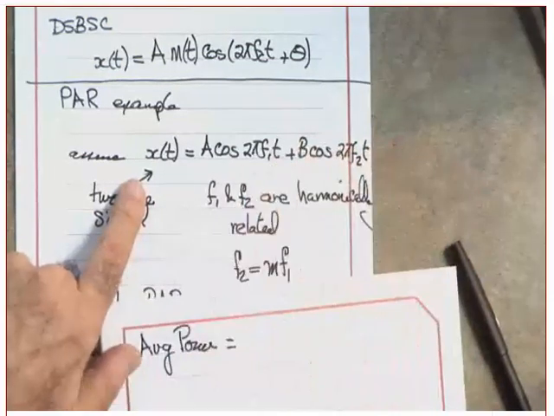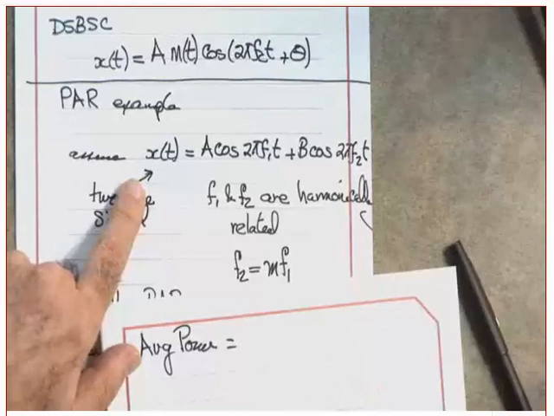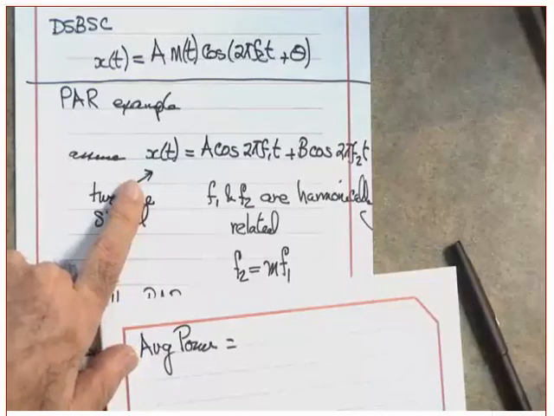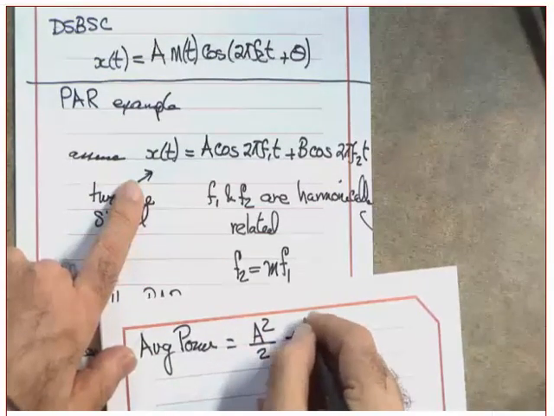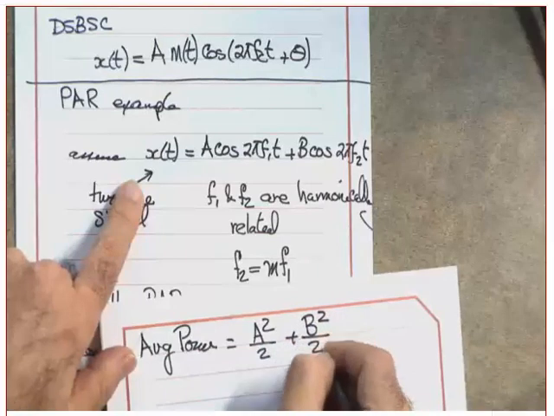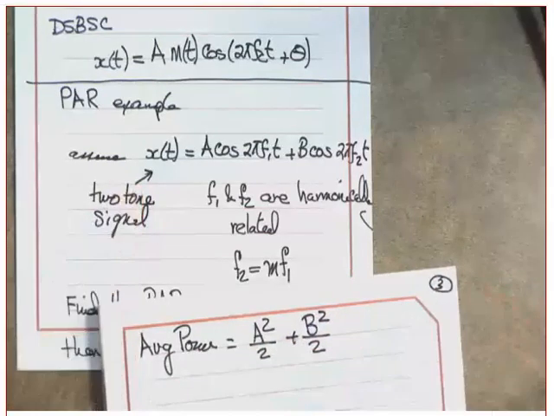The middle term: when you integrate it, because the two frequencies are harmonically related, integrating over one period, the answer will be zero. So what do you get? A square over two plus B square over two. Did you get this or not?